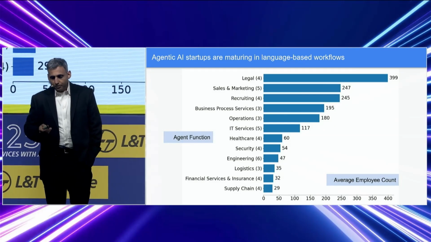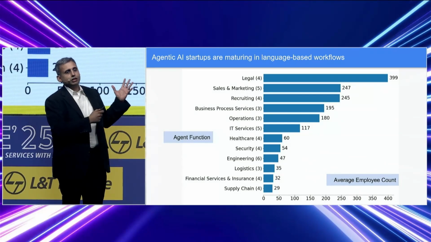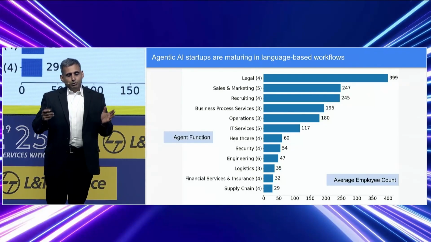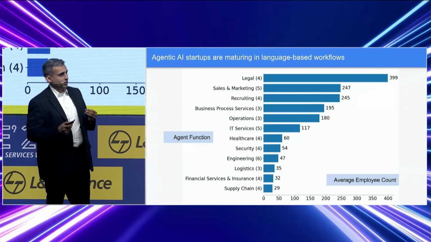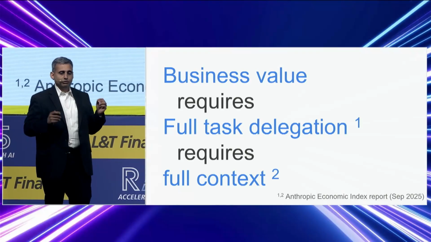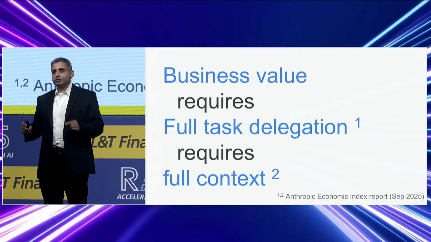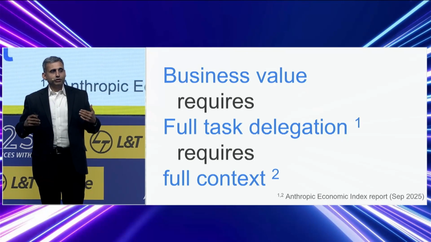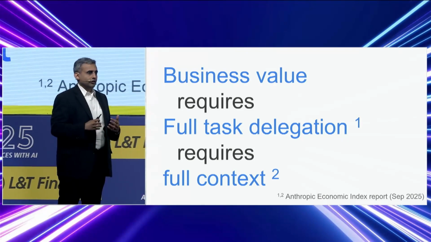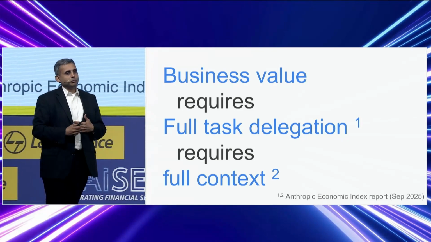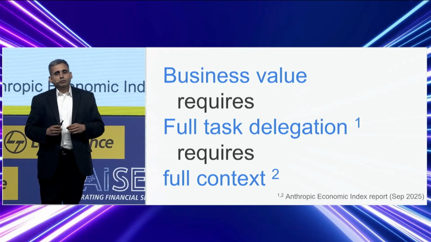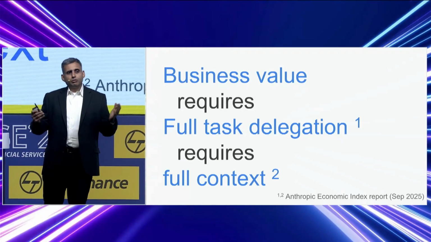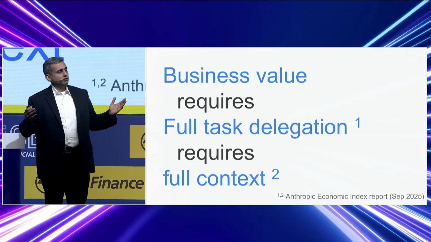All right, but first, what do these agents actually do to deliver business value? If there's one thing you take away from this presentation, it's that business value requires full task delegation. And full task delegation, by the way, requires full context. Seems fairly simple, but it's worth remembering because a lot of times we forget that when we are using AI agents, maybe this will do 80% of my job.